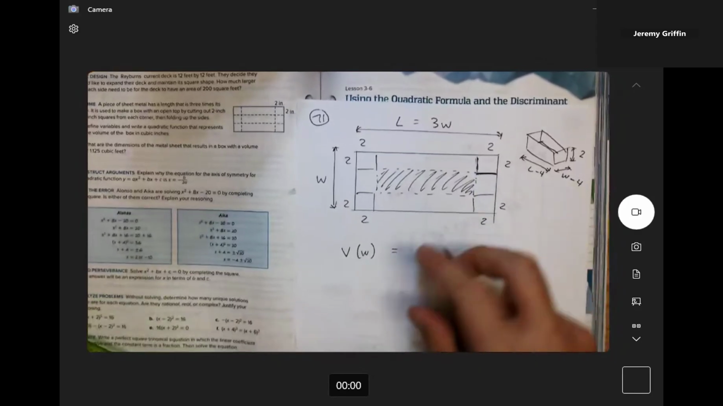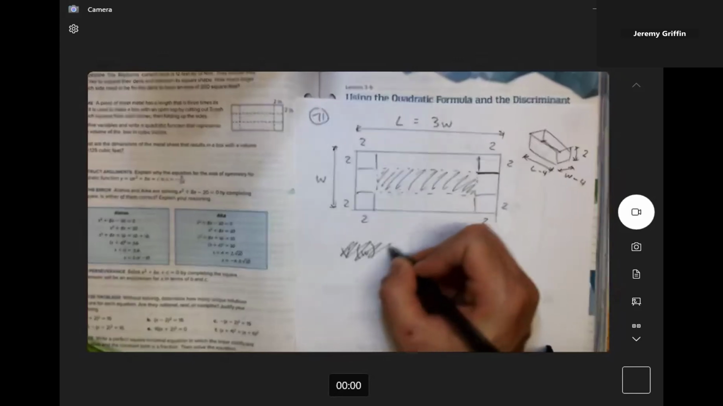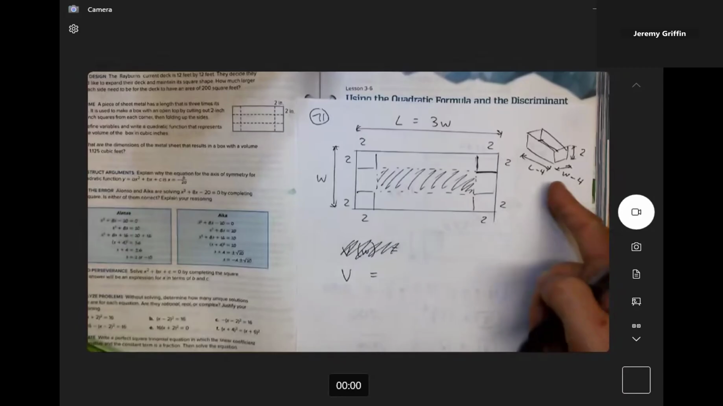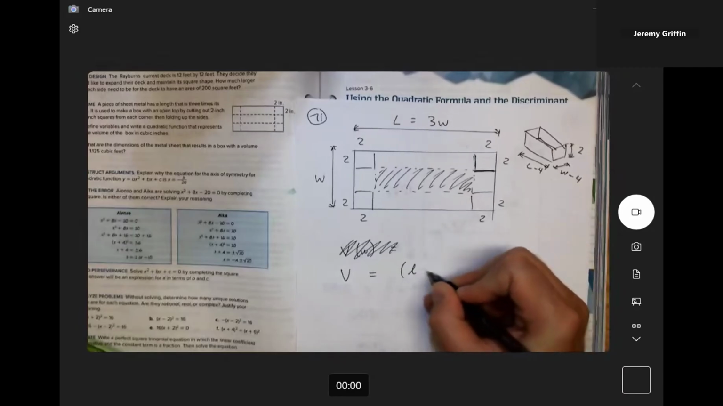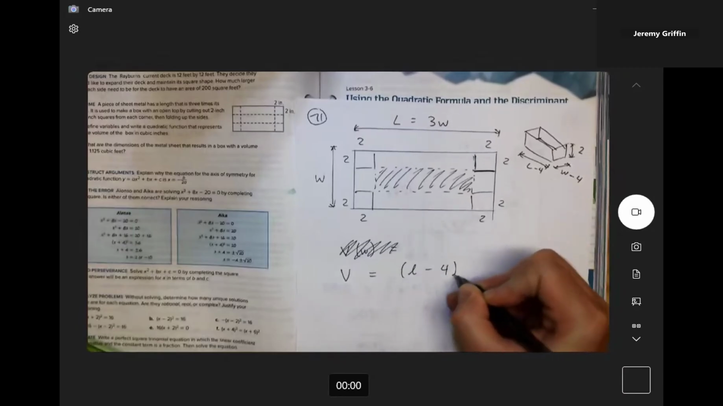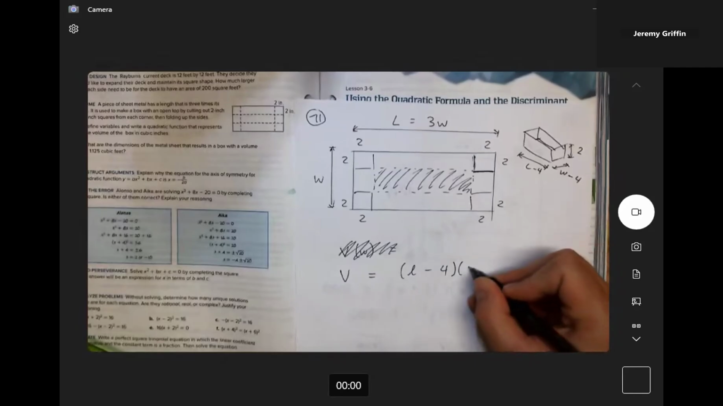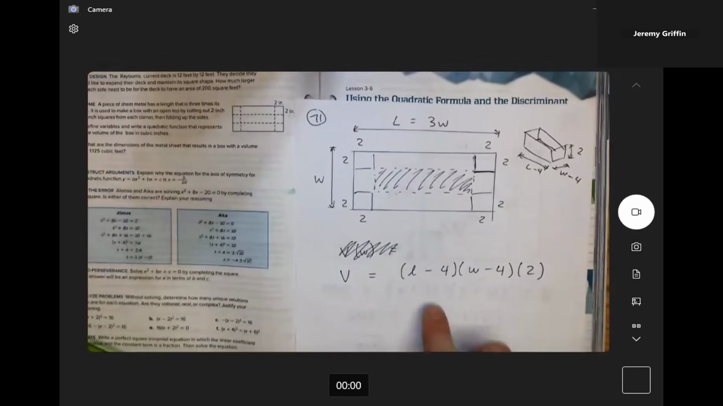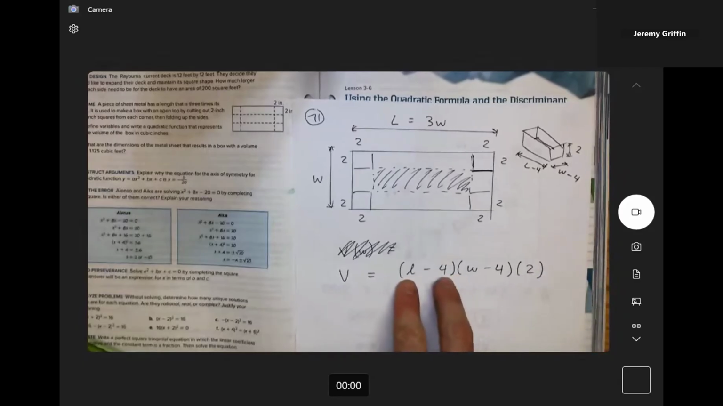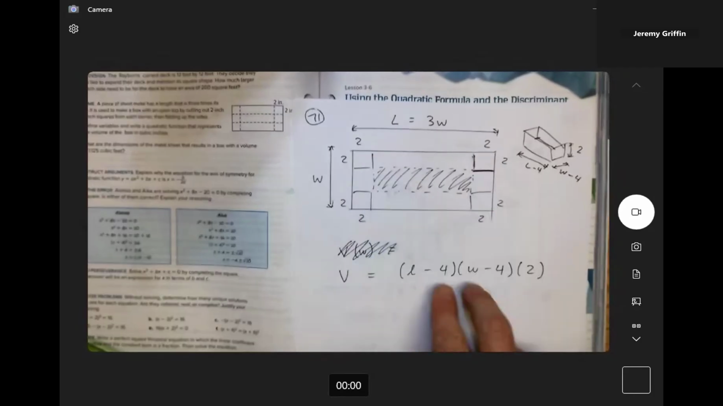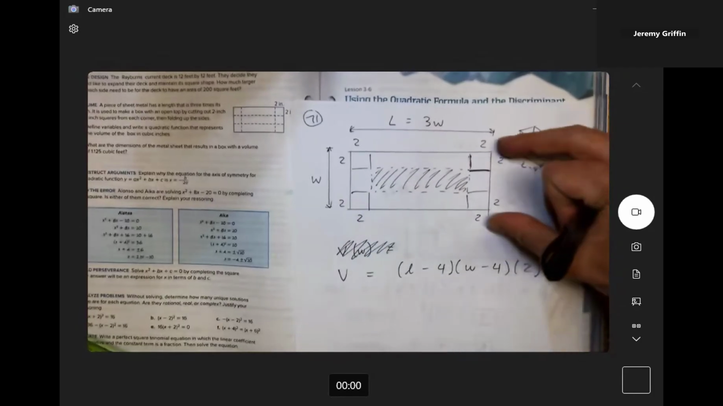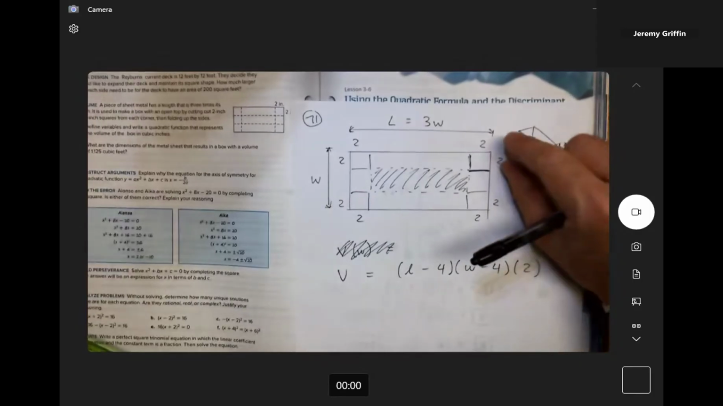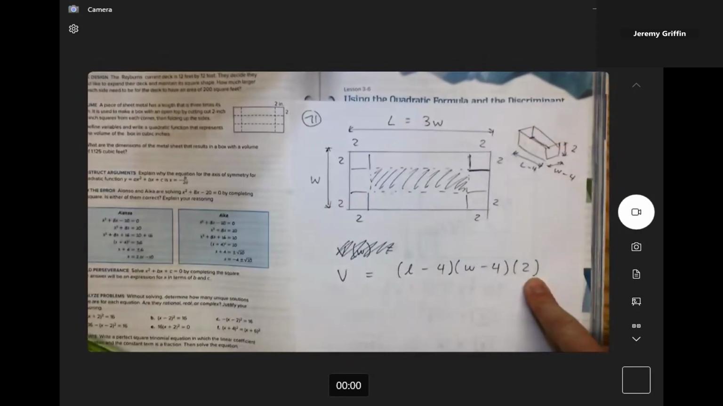Okay, so we get rid of volume as a function of width. I'll just say volume in general. Right. So just start from the beginning. It'd be L minus four, and then width minus four, and then two. Because this would be the length of the 3D box, which would be L minus two. That's where I got this from. And the width of the 3D box would be W minus two, or W minus four. And the height of the box is 2 inches, right? Just two. There it is.